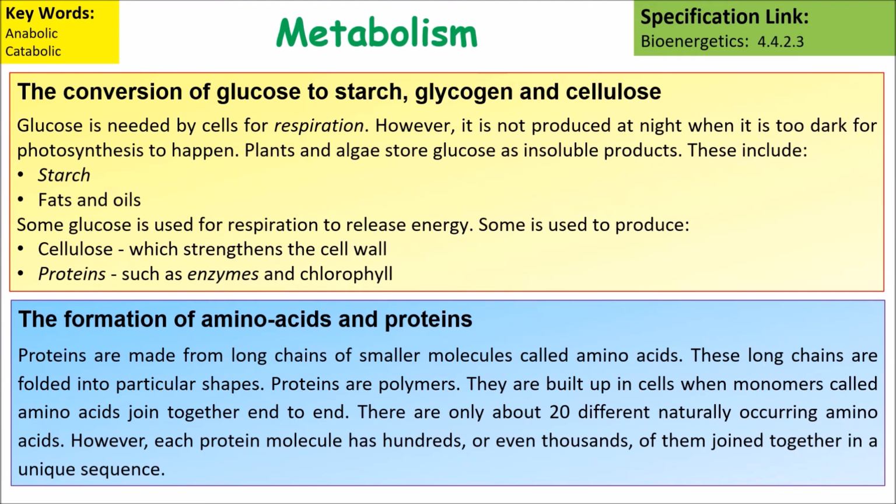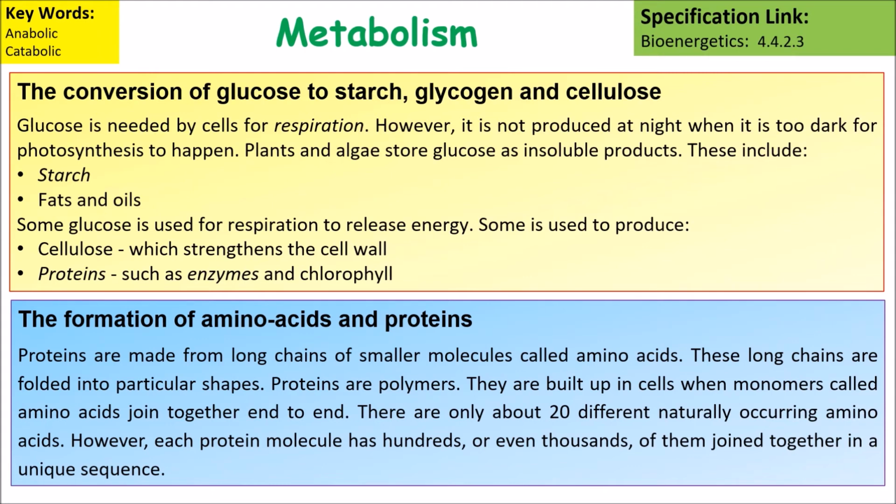Glucose is needed by cells for respiration. However, it is not produced at night time when it's dark by photosynthesis in plants. So plants and algae store glucose as insoluble products such as starch and fats and oils.